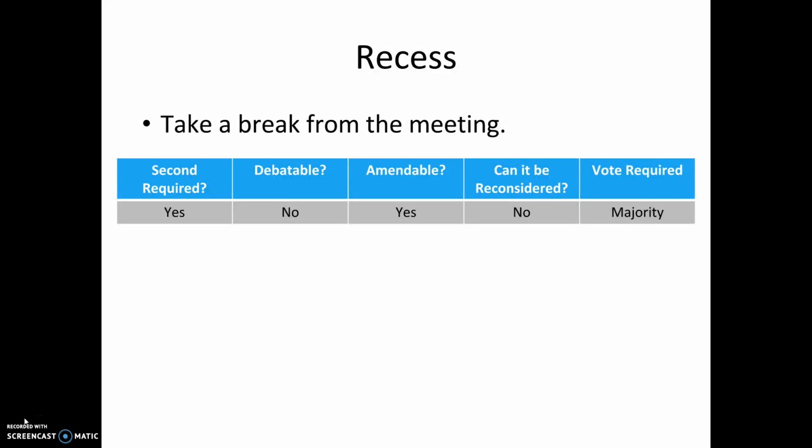Recess. This is a motion that would indicate that you want to take a break from the meeting. It does require a second. It is not debatable. It is amendable. So you can say, I want to take a recess now. And someone might say, I move to amend that we take a recess in 5 minutes. Cannot be reconsidered, and it does require a simple majority vote.